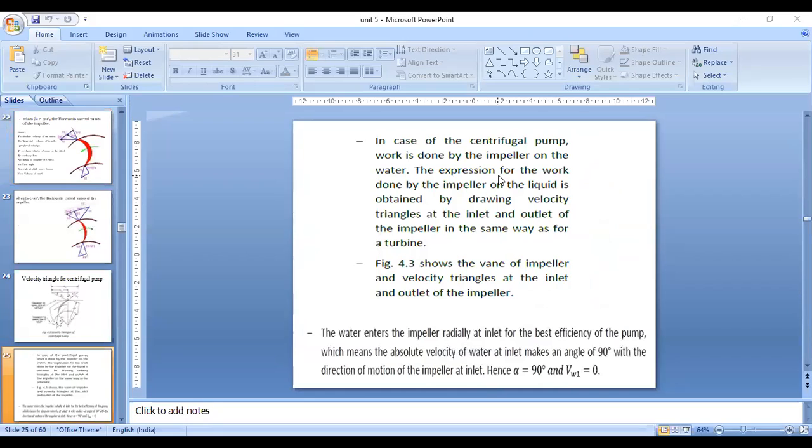The next lecture is the last lecture for the theoretical part of the 5th unit, centrifugal pump. After that, we will solve problems on the centrifugal pump. So all of you are requested to attend these lectures because they are very important lectures for centrifugal pump.